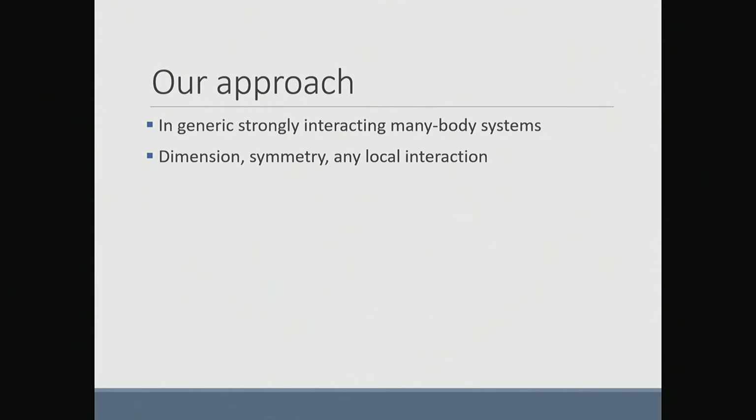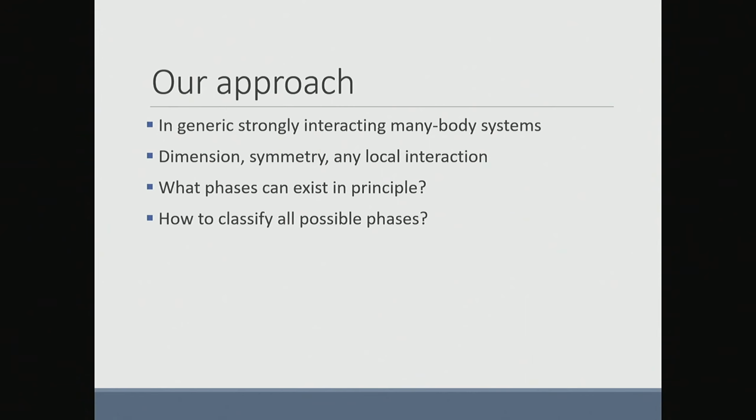And then we ask the question of, given the dimension, given the symmetry, and taking any local interaction, what kind of phases in principle can exist? Not what phases we already discovered in a material, but in principle, what kind of phases can exist, and how to classify all possible phases, and what are the phase transitions like between all these phases. So these are the ambitious questions we try to address.